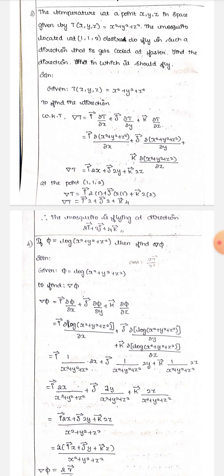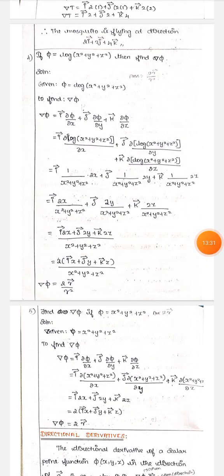So del t is equal to i vector of 2 into x value is equal to 1, substitute here, plus j vector 2 into y value is 1, plus k vector 2 into z value is 2. So del t is equal to i vector of 2 plus j vector of 2 plus k vector of 4. Therefore the mosquito's flying direction is 2i vector plus 2j vector plus 2k vector.